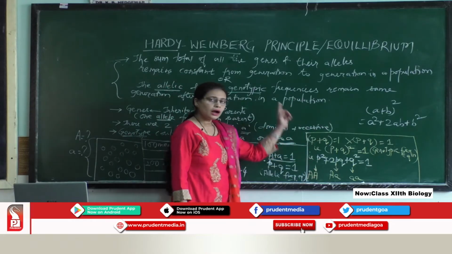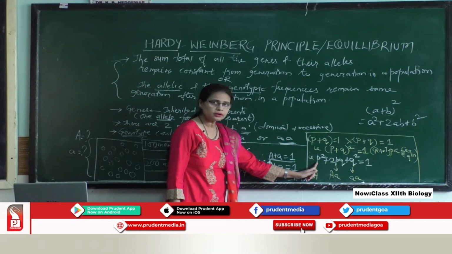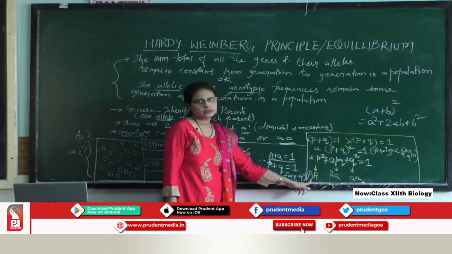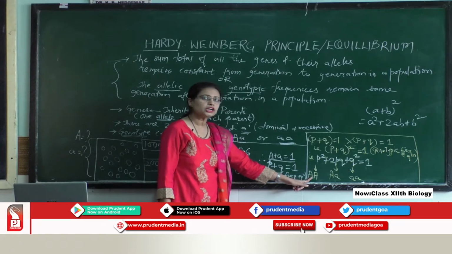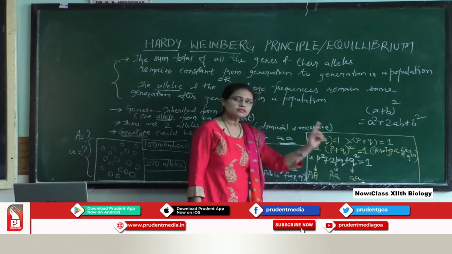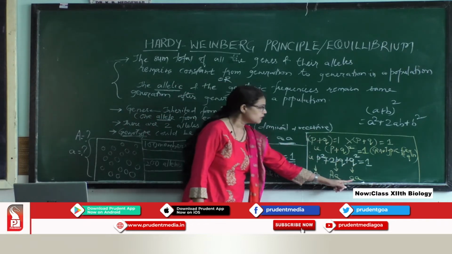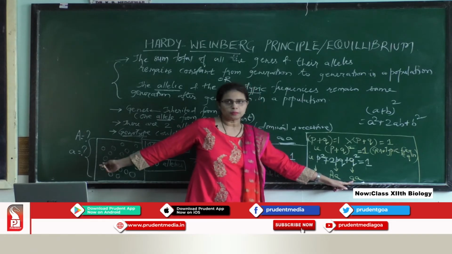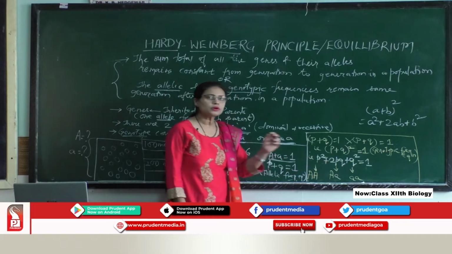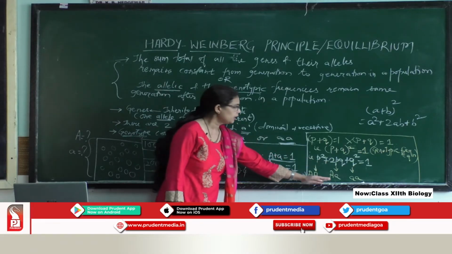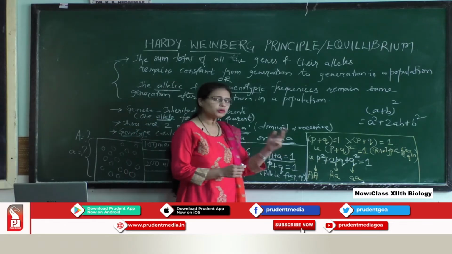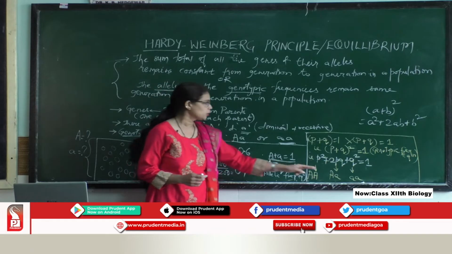Now, Hardy-Weinberg says this P square is the frequency with which homozygous dominant individuals appear in this population. Q square is the frequency with which recessive individuals appear in this population. And then what about 2PQ? 2PQ would be the frequency with which heterozygous individuals appear. Why 2PQ? Why not PQ? 2PQ because there are two ways of getting the heterozygous condition.